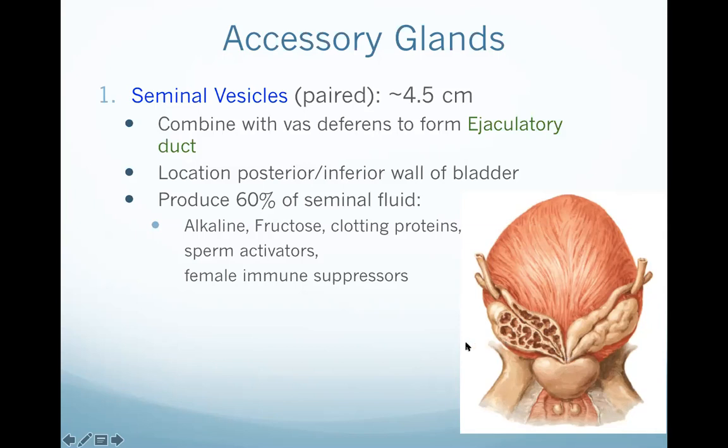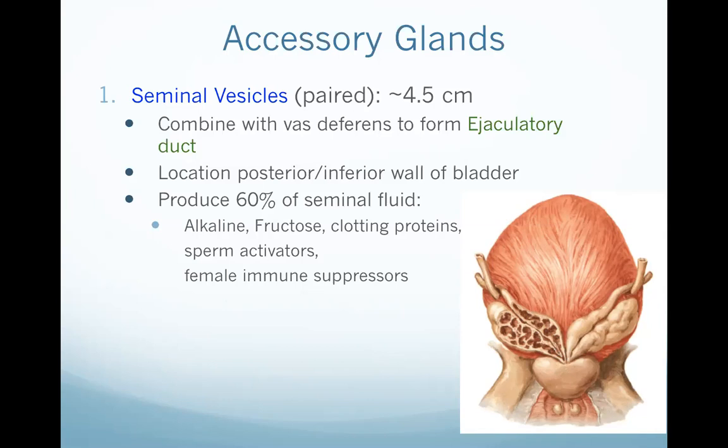What people probably remember is the fructose that is in semen. They make the majority of the fructose, which is a simple sugar that helps to fuel the sperm when they're in the ejaculate. It's very alkaline. The female reproductive system is very acidic, so it helps protect them against that female acidity. Clotting factors. When semen is ejaculated, it will start to clot, which increases the viscosity, which helps to keep them within the female reproductive system.